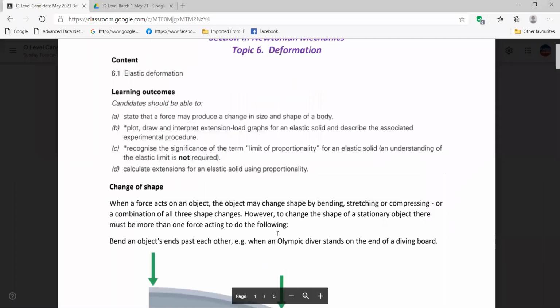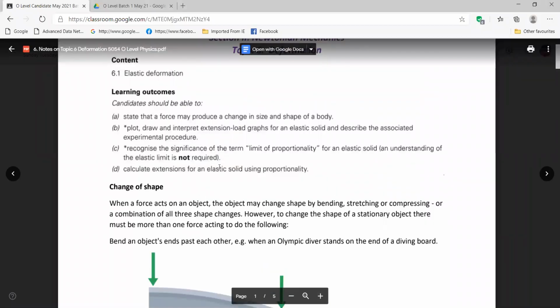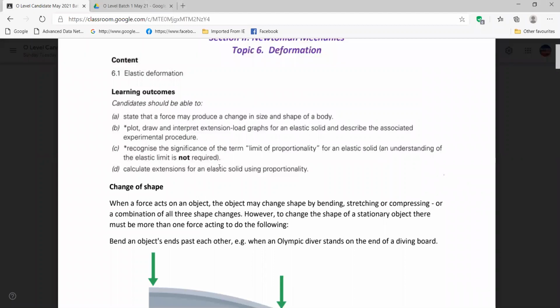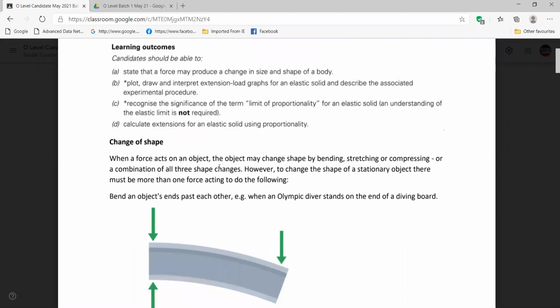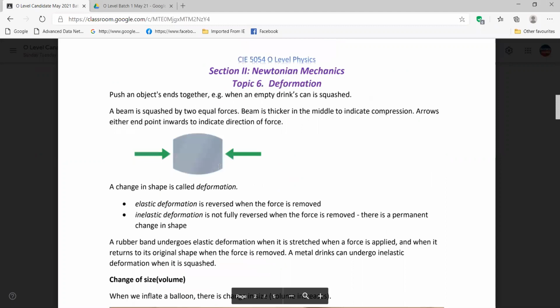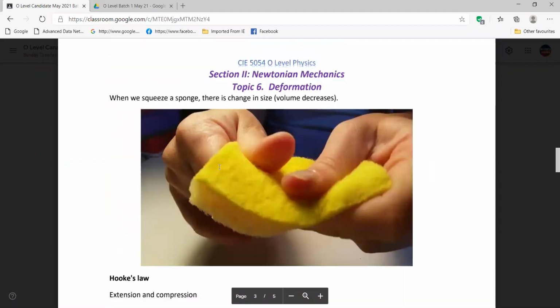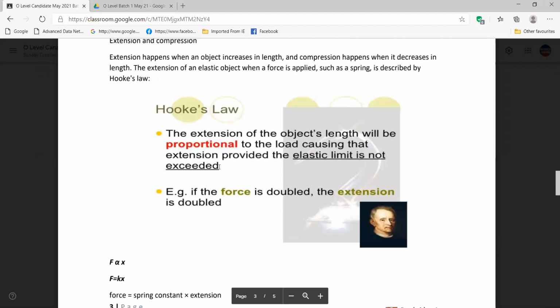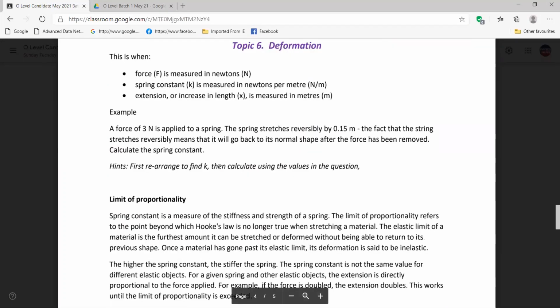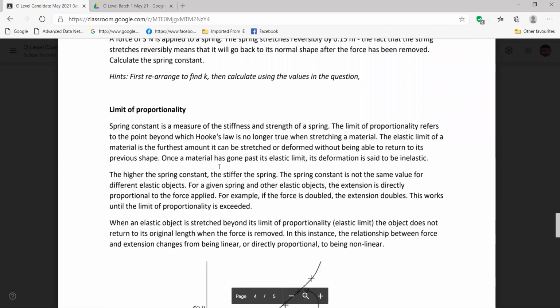Yes. Tell me, what is your query? Sir, my query was limit of proportionality. I mean the second part, second and third paragraph. No, only second paragraph. This one. Can you read, please?